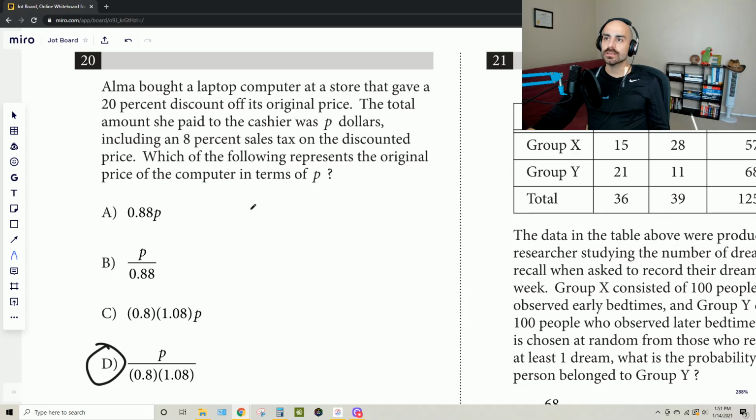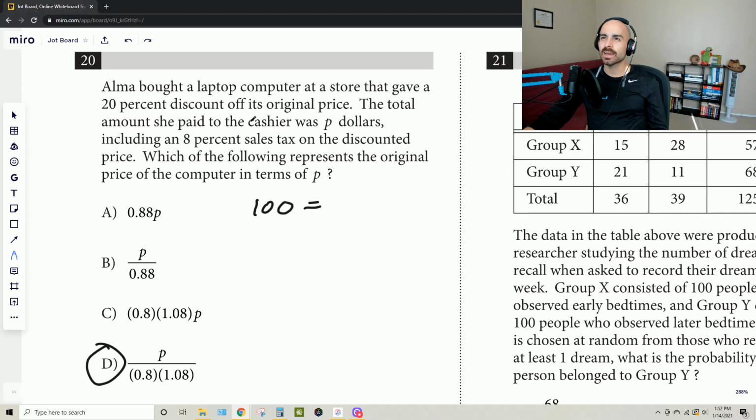So let's say that we want to solve for this by thinking that we're dealing with percentages. So the best number to start off with is 100. Now that's not what P equals. Which of the following represents the original price of the computer in terms of P? So what we think of is, that's the original price. This is actually what we originally want to get to.